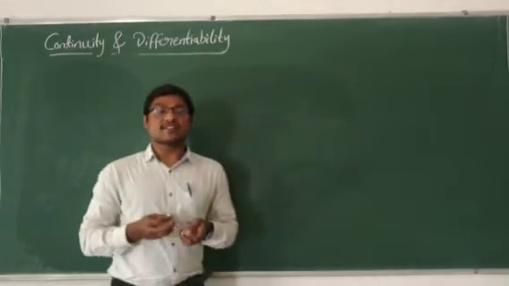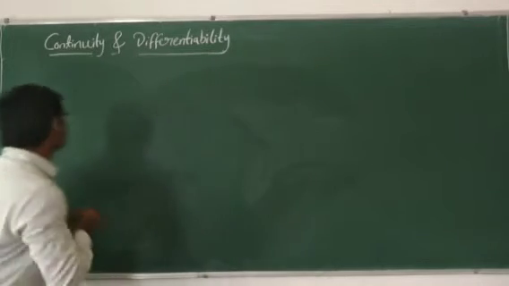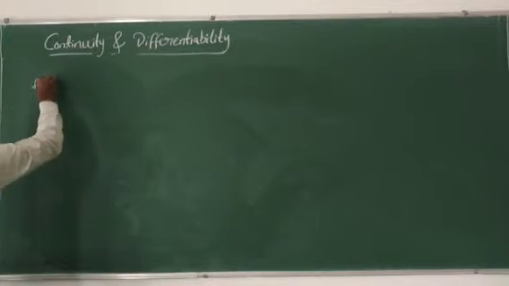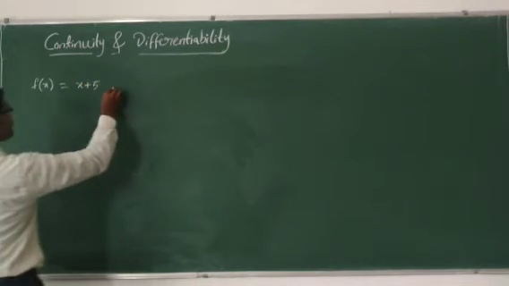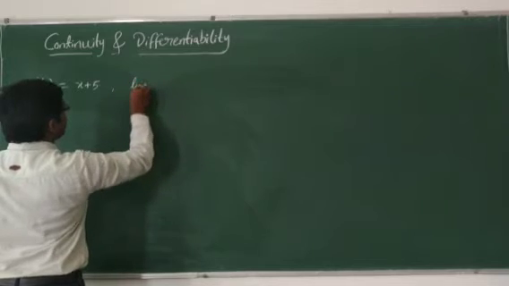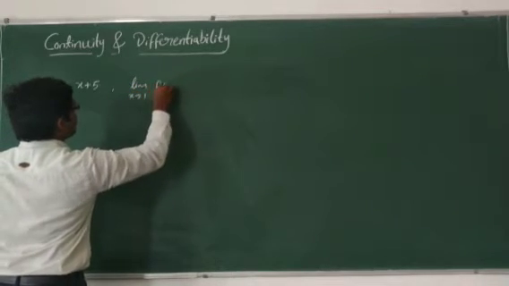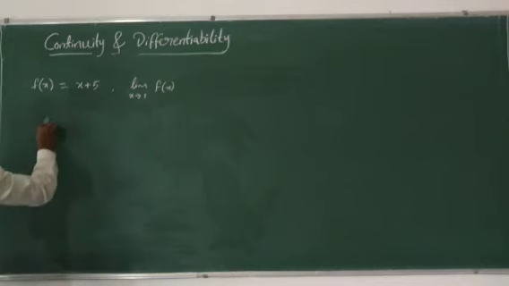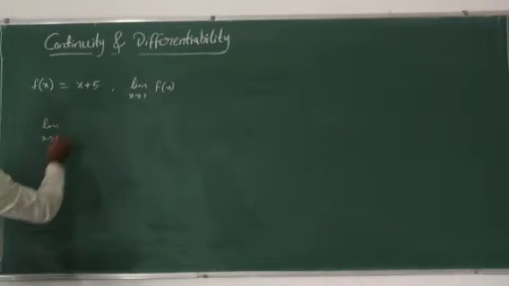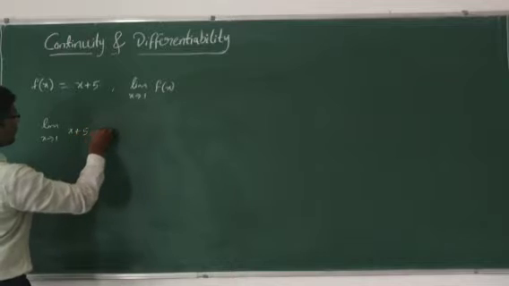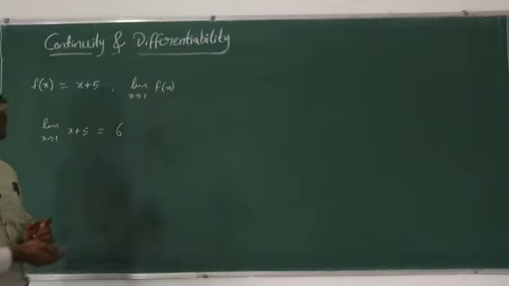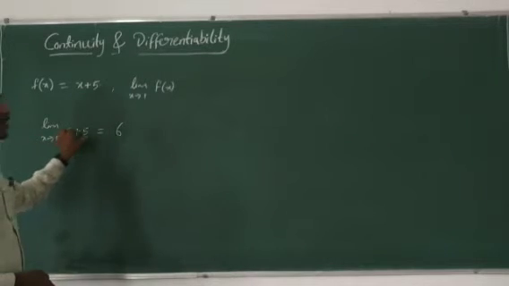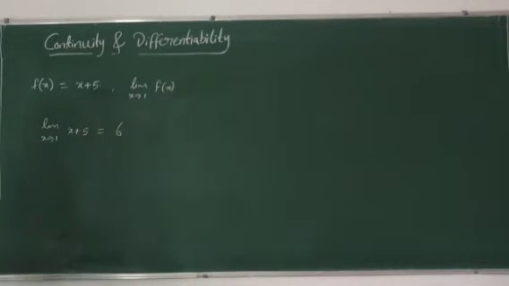Let's take some examples and see how do we solve these limits. Suppose f of x is equal to x plus 5. You need to find the limit x tends to 1 f of x. So limit x tends to 1, f of x is x plus 5, which is equal to 6. You can directly substitute. This is a very simple one where you can substitute the value directly, you get the limit. Let's take another equation.